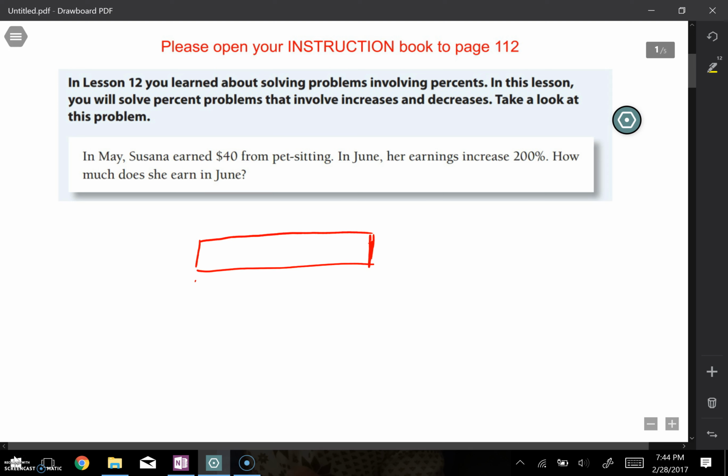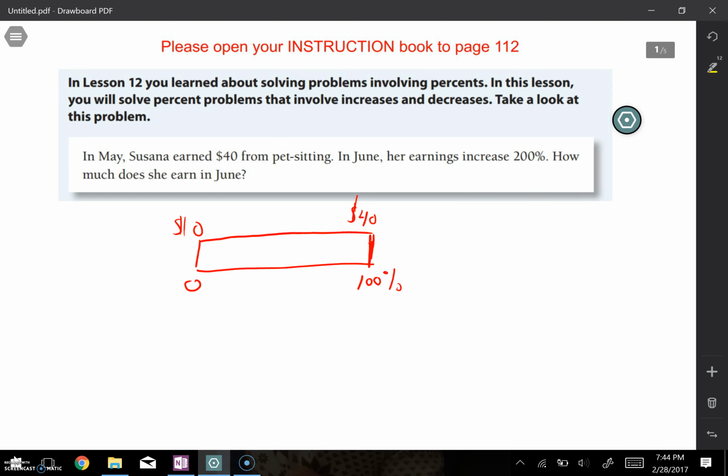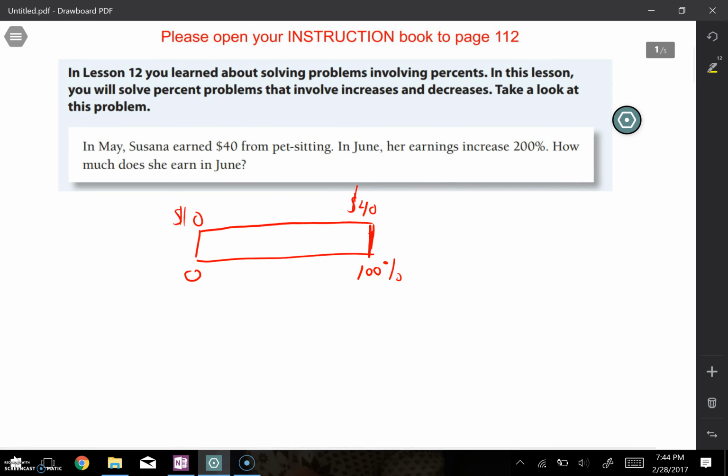Little fraction bar. I have 0, 100%, $0, and if she made $40, she made 100% of her earnings. And already you guys can tell from this visual model, if she increased her earnings by 200%, how much that's going to be. Okay, so we're going to go back to this tape diagram or this visual model a lot today.